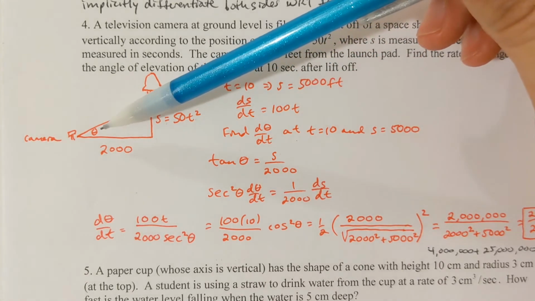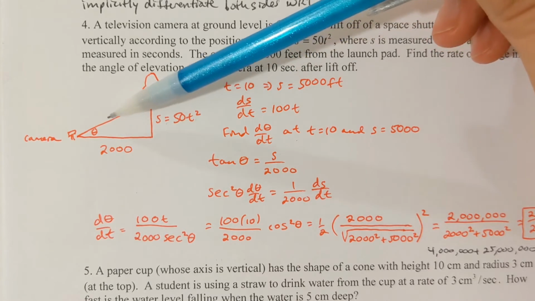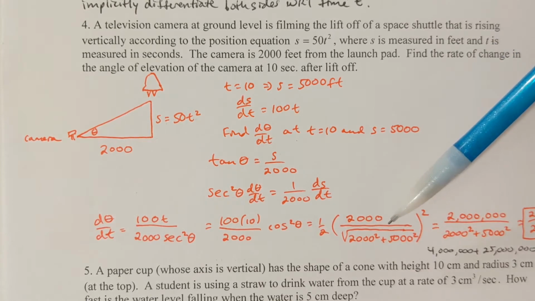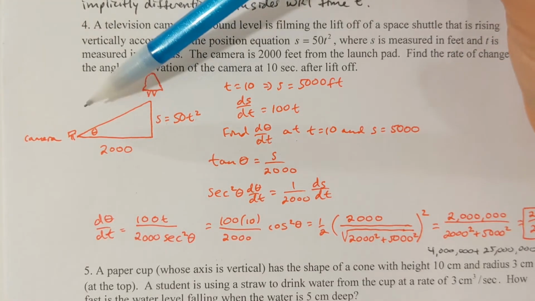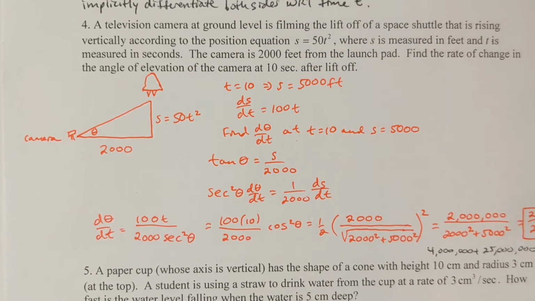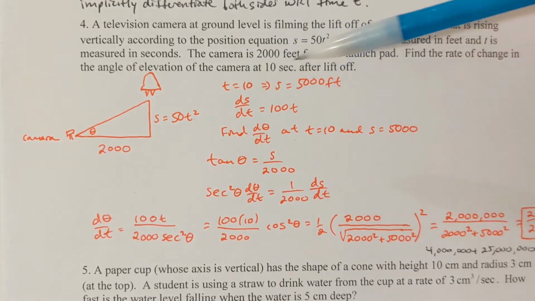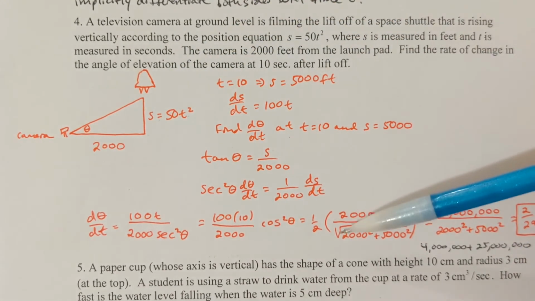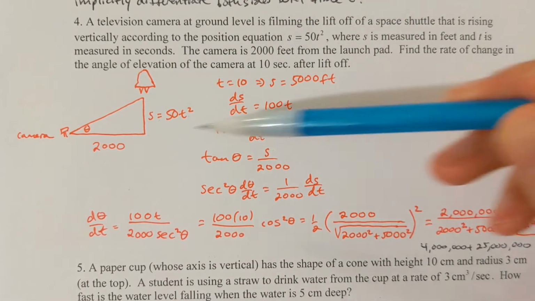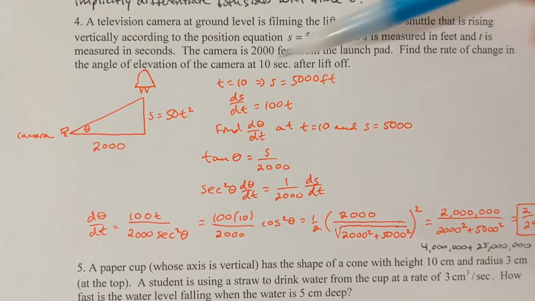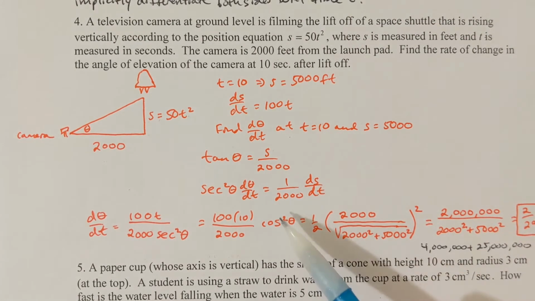Well, here's theta. Cosine theta is adjacent over hypotenuse. So the adjacent side is 2,000 feet. The hypotenuse would be the square root of the sum of the squares of the legs, right, using the Pythagorean theorem. At 10 seconds, s is 5,000 feet. Okay, so I'm taking the square root of the sum of the squares of the legs, 2,000 squared plus 5,000 squared. The square root of that would give me the hypotenuse in this triangle at 10 seconds. Now it's cosine squared theta, so make sure that you're still squaring this result there.